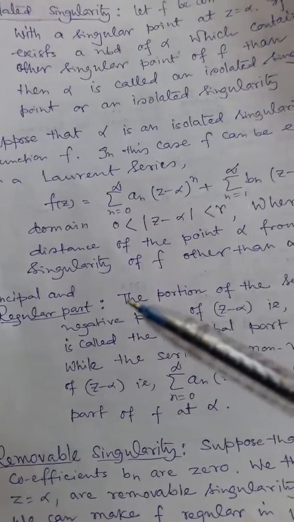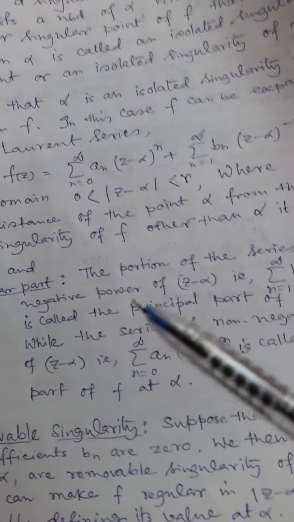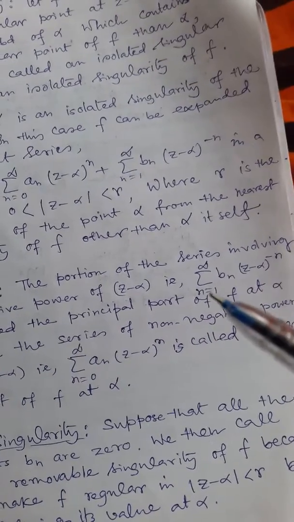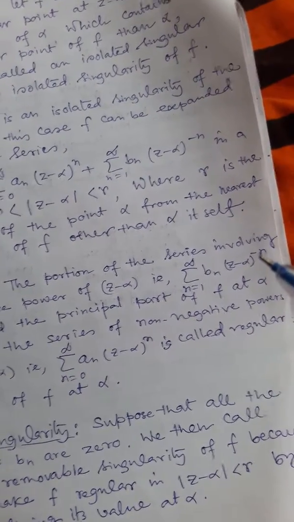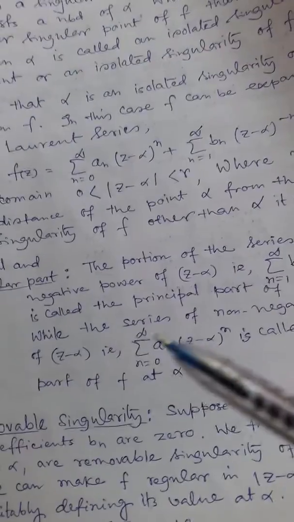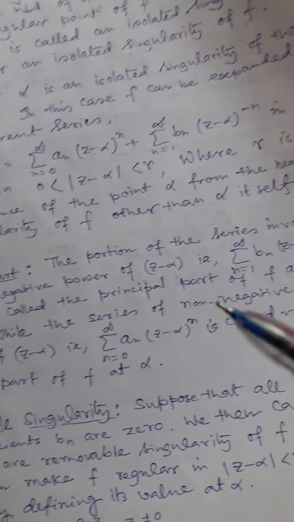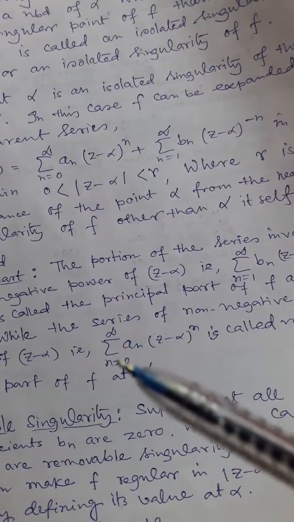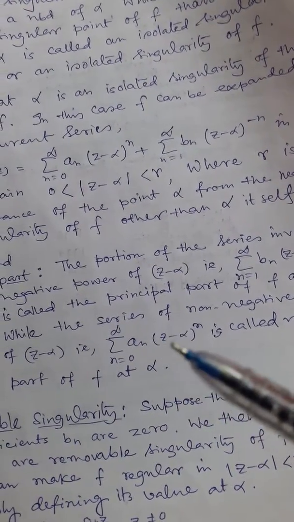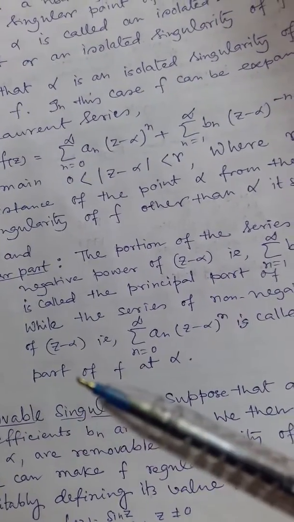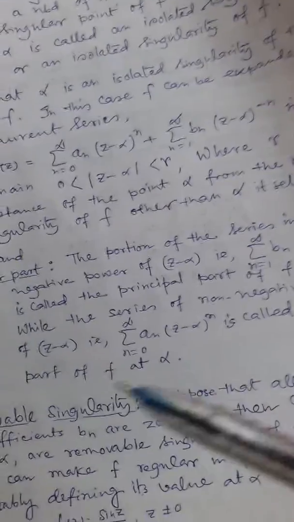Principal and regular part: the portion of the series involving negative powers of z minus alpha, that is summation of n equal to 1 to infinity b_n (z minus alpha)^(-n), is called the principal part of f at alpha, while the series of non-negative powers of z minus alpha, that is summation of n equal to 0 to infinity a_n (z minus alpha)^n, is called the regular part of f at alpha.